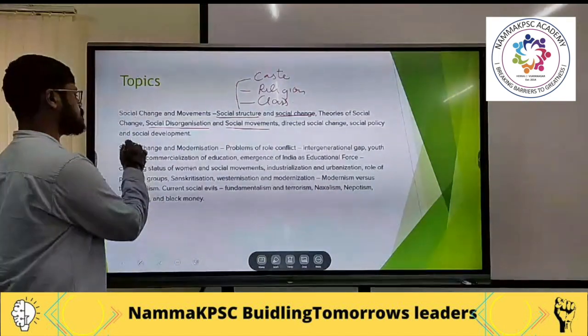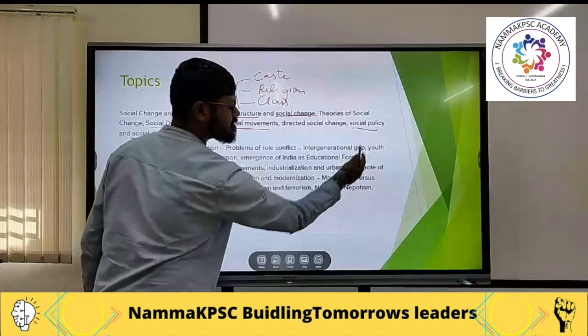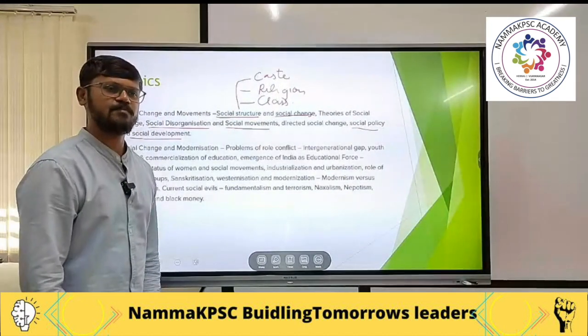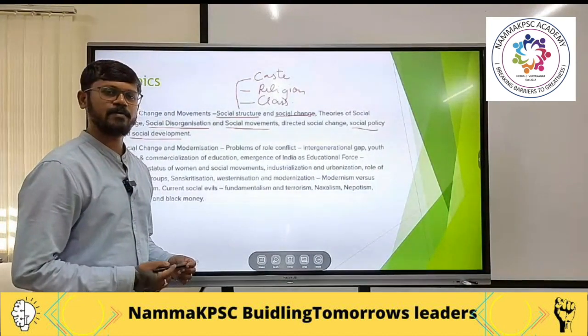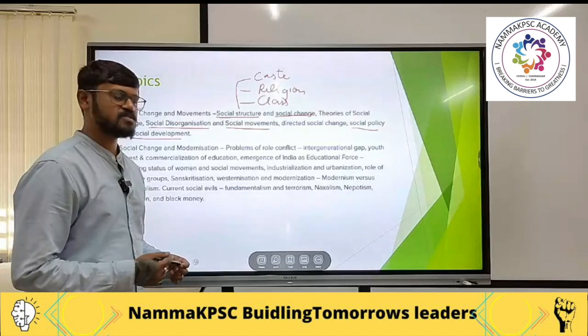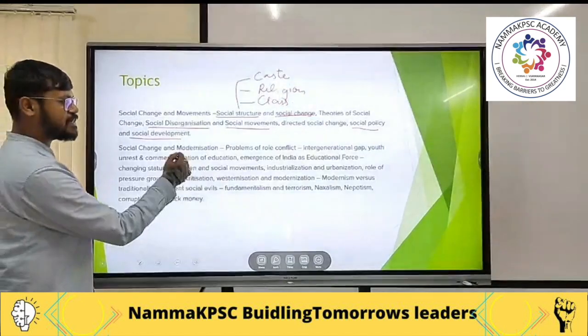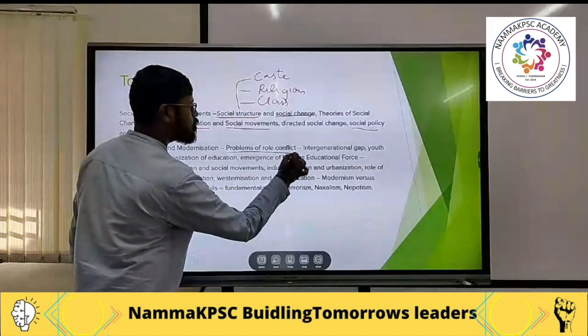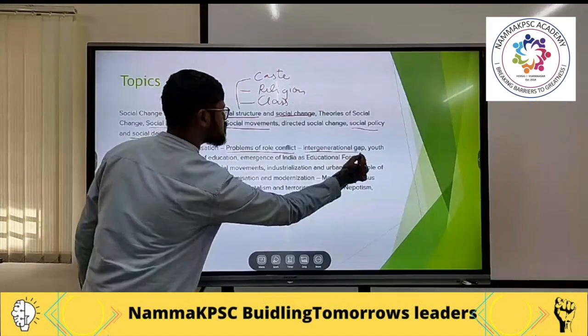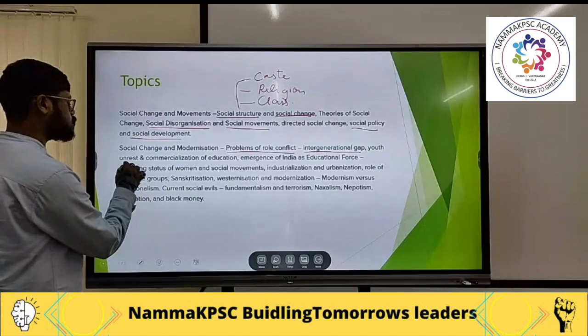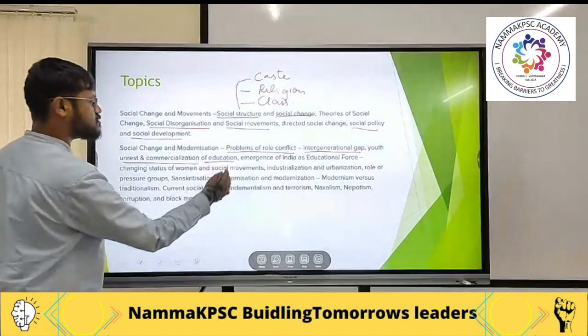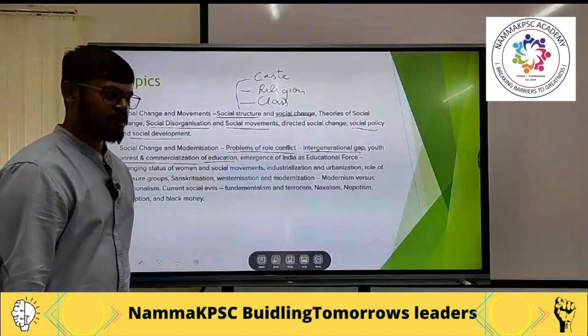Then we'll see social policy and social development, majorly with respect to the government aspect, maybe in terms of your PA and management aspect. Then comes social change and modernization, under which problems of role conflict, which includes the intergenerational gap, youth unrest and commercialization of education. Majorly, have you heard about that?